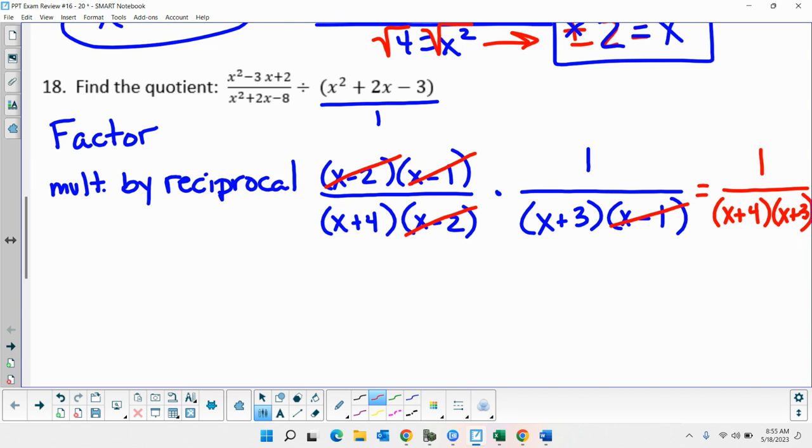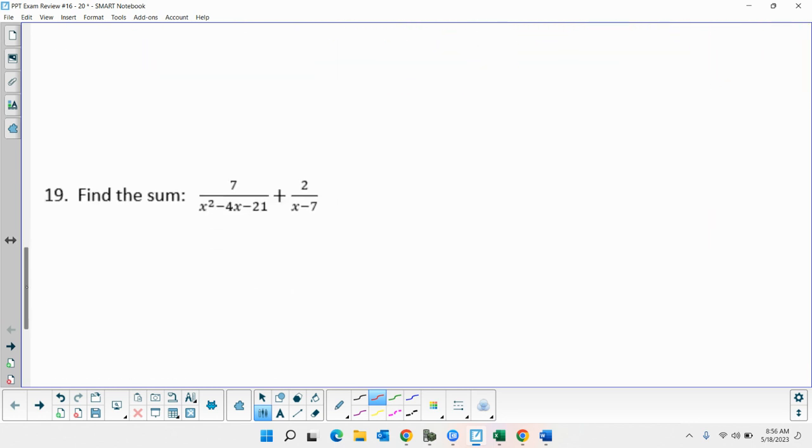Okay? So, division problem, factor what you can first. Remember to multiply by the reciprocal. Multiply straight across, right? Straight across the top, straight across the bottom. Okay? Questions? Okay. Number 19. You have to find common denominator.